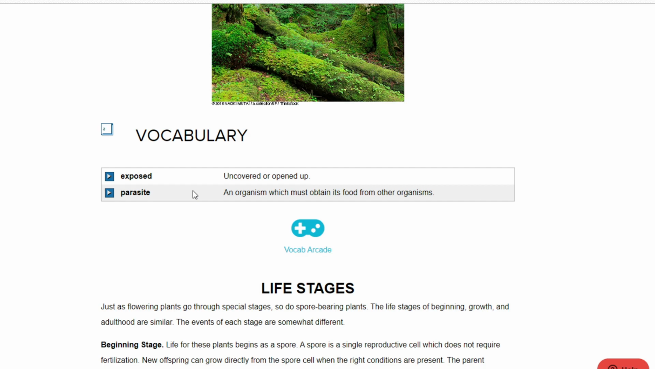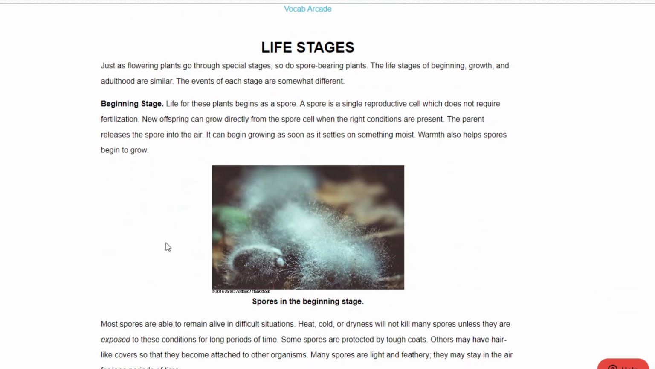Parasite. It's an organism which must obtain its food from other organisms. So parasites obtain their food from other organisms. They live on them and feed off them. All right, so life stages. Just as flowering plants go through special life stages, so do spore-bearing plants. The life stages of beginning, growth, and adulthood are similar. The events of each stage are somewhat different. So while spore-bearing plants are similar to seed-bearing plants, please remember they do not match evenly.